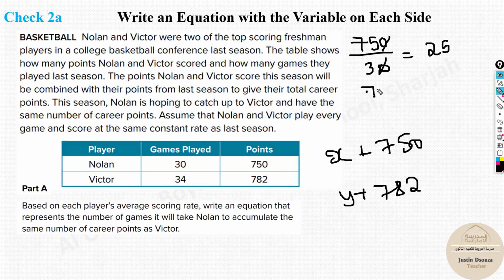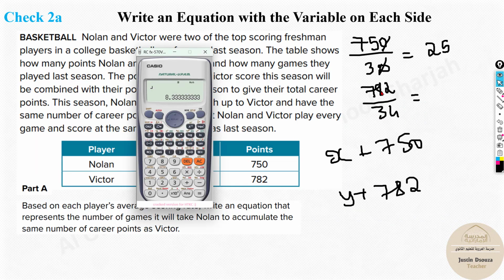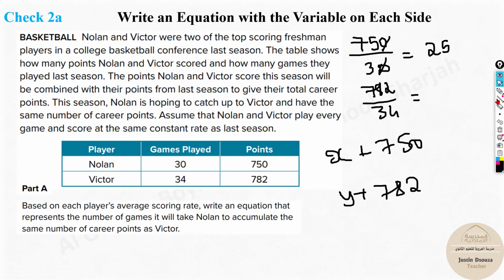Now what about Victor? It is 782 divided by 34. Okay, this is going to be hard. I mean, it's easy. It's not hard. It is okay to do, but it'll just take time. So I'll just use the calculator. You can try this. You can divide both by 2, and then you can keep on dividing and you'll get an answer. So let me just quickly do this. 782 divided by 34 is equal to 23 points. So Victor scores 23 points each game.